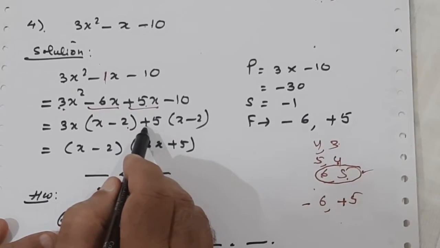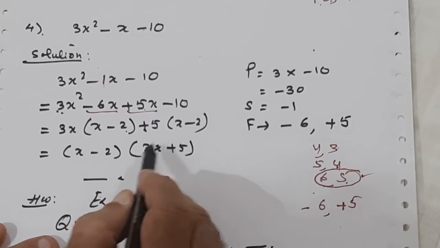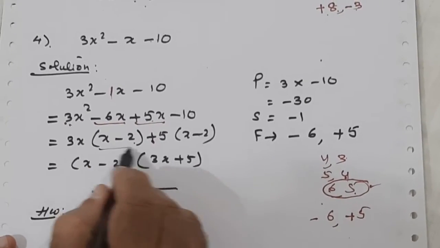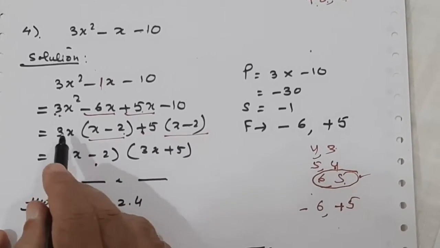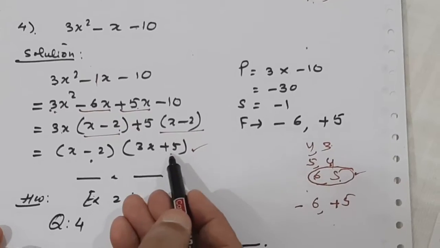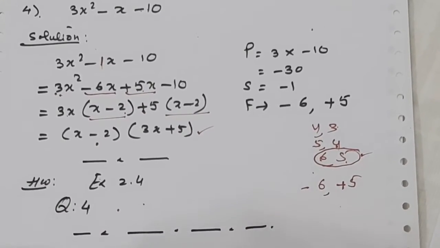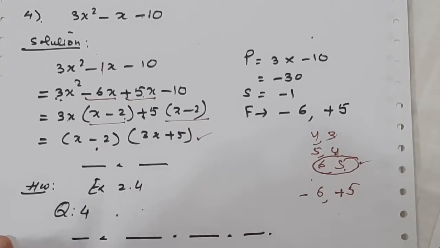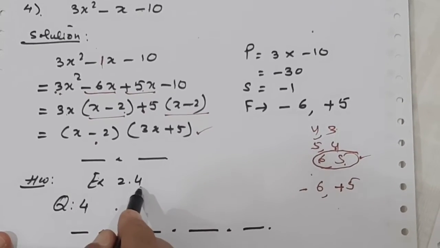And plus 5 you take, 5 times 2 is 10. So plus is taken outside, then there is no change in the sign. The sign will remain the same. And again you see that these two brackets are the same. X minus 2 and 3x plus 5. You can write this bracket here, it doesn't matter. These are the factors.